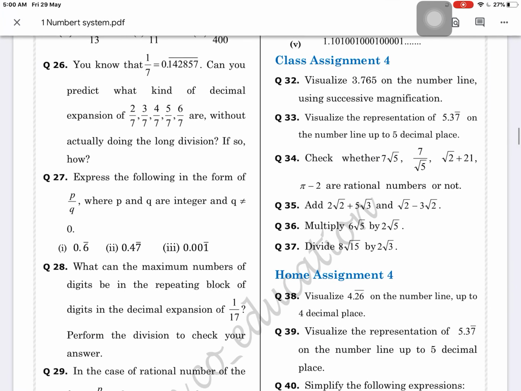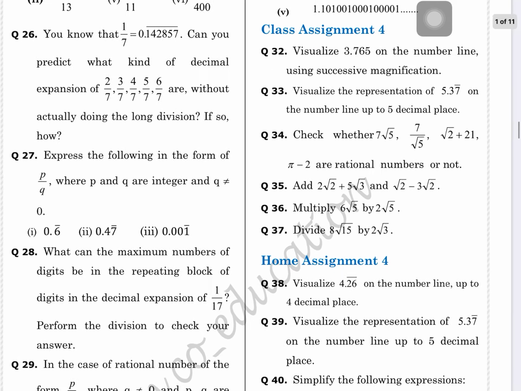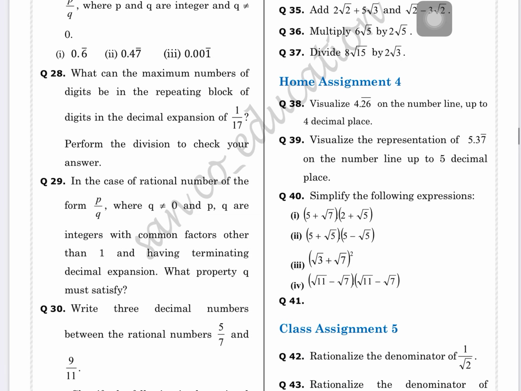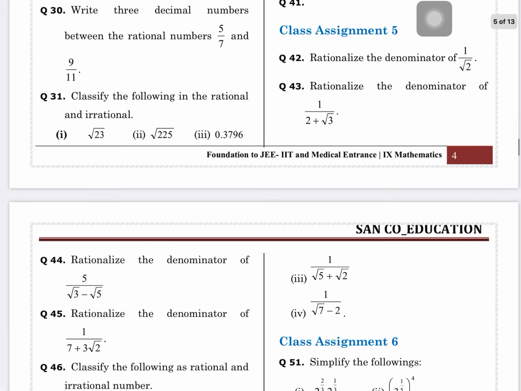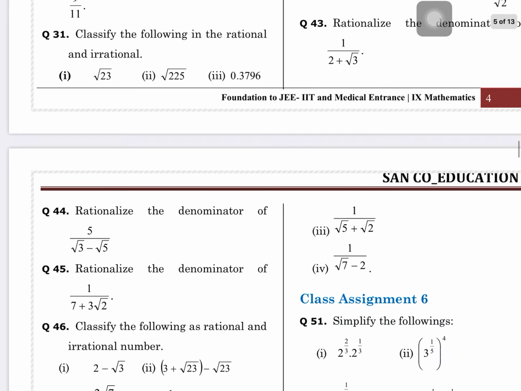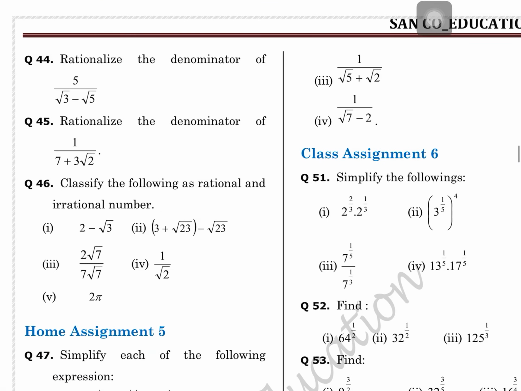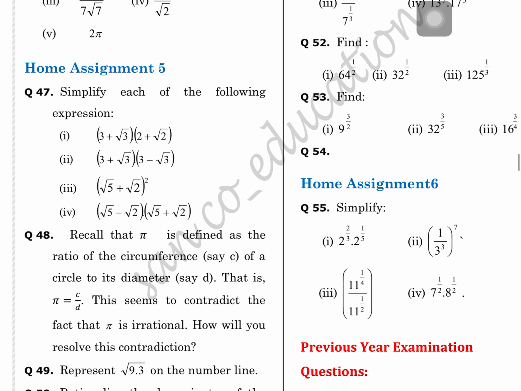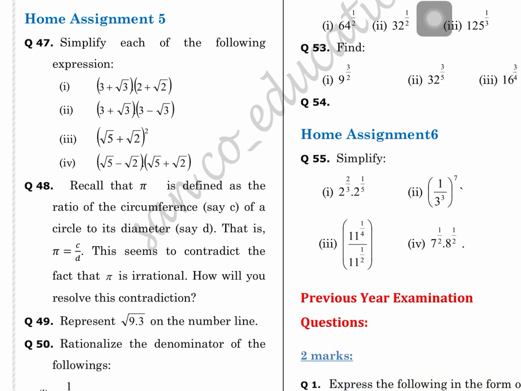You may see the question that I gave yesterday, class assignment 4. The home assignment 4 and class assignment 5 I made you solve yesterday, and I gave as an assignment questions number 44, 45 and 46. This we have solved yesterday in the class. So classify the following as rational, irrational. Now the class assignment 5, you just have to multiply them together.